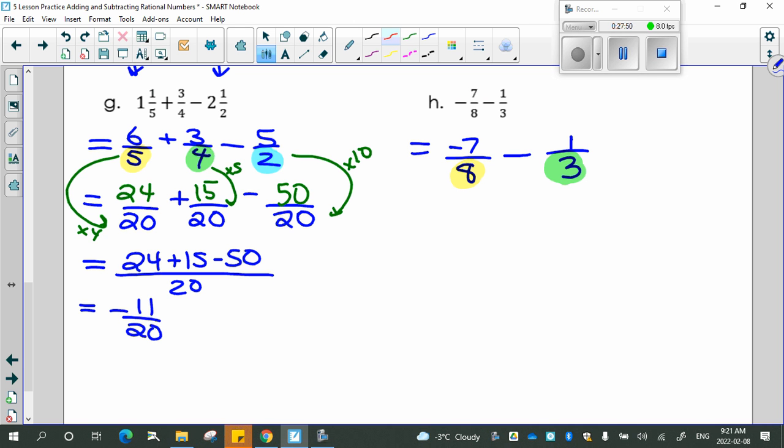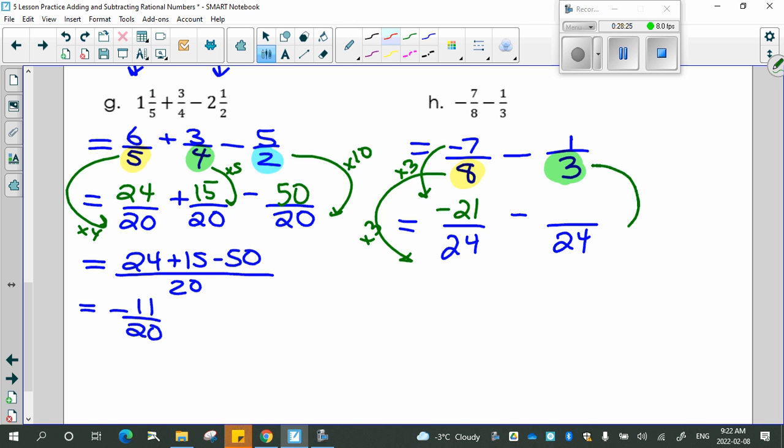I would check, does 3 go into 8? No. So then I resort to multiplying. 8 times 3 is 24. The denominators change, which means the numerators need to change. Okay? So 8 times 3, negative 7 times 3. Use your calculator for that if you're not good with your times tables. Negative 7 times 3. Negative 21. Good. 24 divided by 3 is 8. So 3 times 8. 1 times 8.